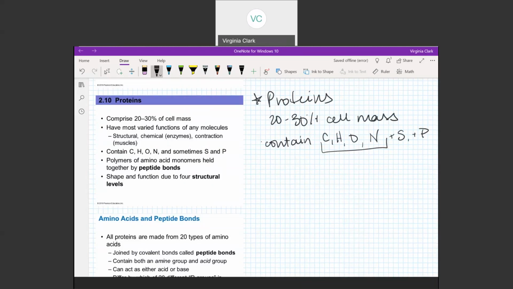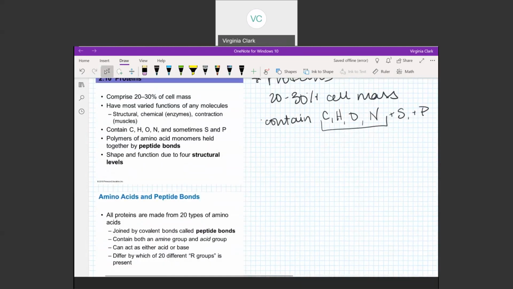Nitrogen is new. These are also going to be made up of monomers, that if you put a bunch of monomers together, you are going to get the chain that is the polymer. It's going to follow that same process, but these are going to have different names. So this monomer right here is going to be called a peptide.